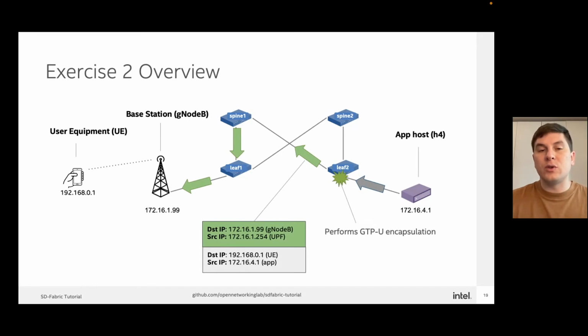So in this case, we want to observe leaf2 performing GTPU encapsulation. So the output of leaf2, and the packet that is actually received by the base station, should be a packet with two IP headers. The outer one should have destination IP address the gNodeB.